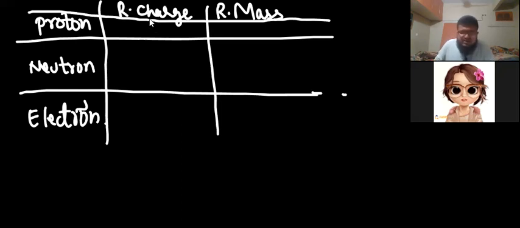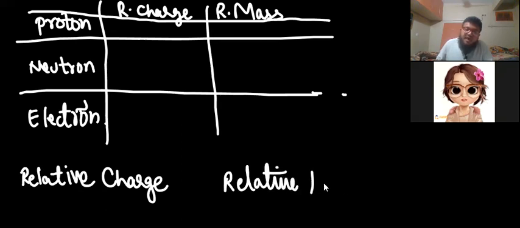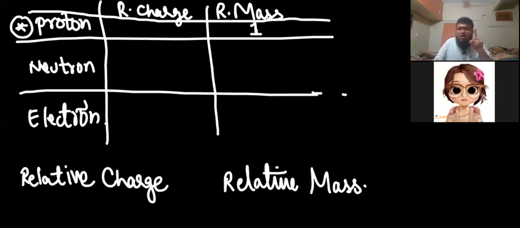What does this R charge mean? R charge means relative charge. And what does R mass mean? R mass means relative mass. Relative means as compared to. This proton over here, we give it a mass of 1. We just assume that it has a mass of 1, although its real mass is not 1.